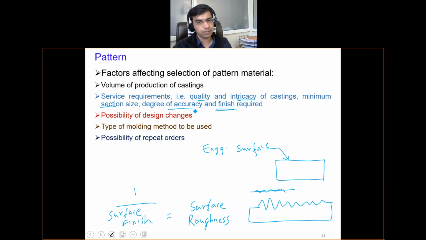Then possibility of repeat orders. This is generally in batch type of production where you anticipate that the same type of products may be required time and again. In that case, you may select a different type of pattern material, say of metal. And when there is less possibility that you will get the same type of product or repeat orders, then you may opt for a wooden type of pattern.